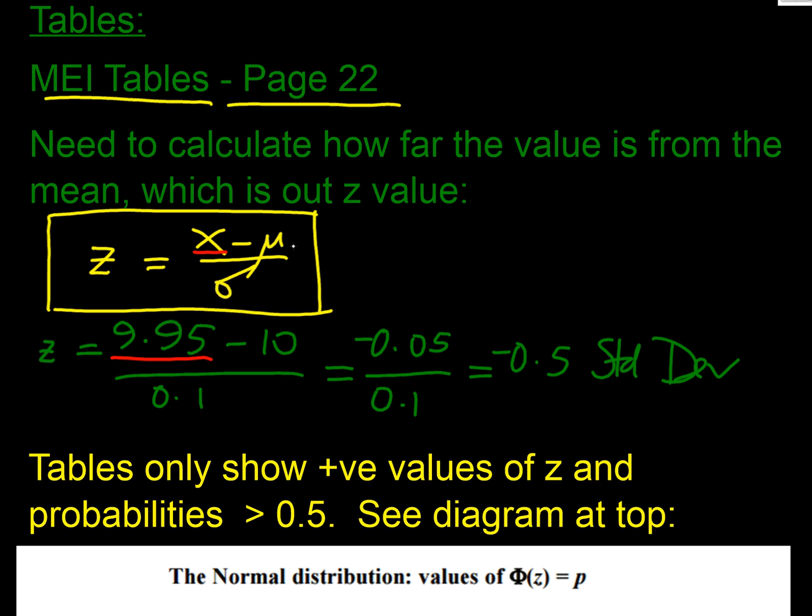9.95, and we work out how far away it is from the mean, which was 10. So that's minus 0.05 kilograms away from the mean, don't we? And now we want to standardize that in terms of how many standard deviations that is away. Well, we know a standard deviation is 0.1. So minus 0.05 divided by 0.1 gives us minus 0.5 standard deviations. So that's what we're interested in, that Z value.